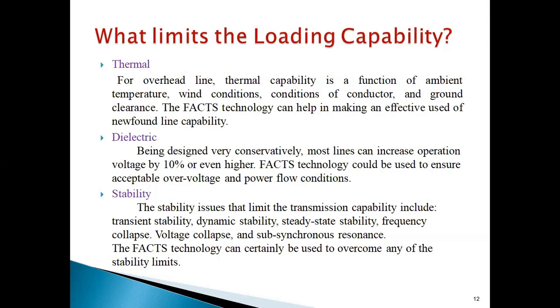Like that only, even though there are some limits of capability, if we resolve all these issues, one can try to reach the maximum. That is the maximum loadable capability. So that is what we see as the solution: the FACTS controller. And we are all aware that so many stabilities are there: transient stability, dynamic stability, steady state stability, frequency and voltage. All these limit the power system loading capability. How FACTS will address that, we are going to see now.